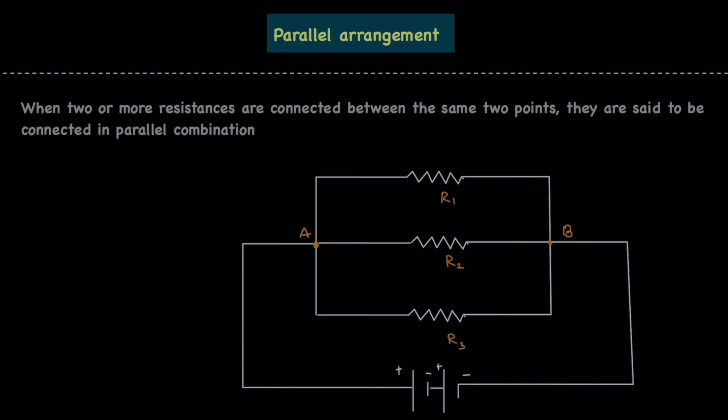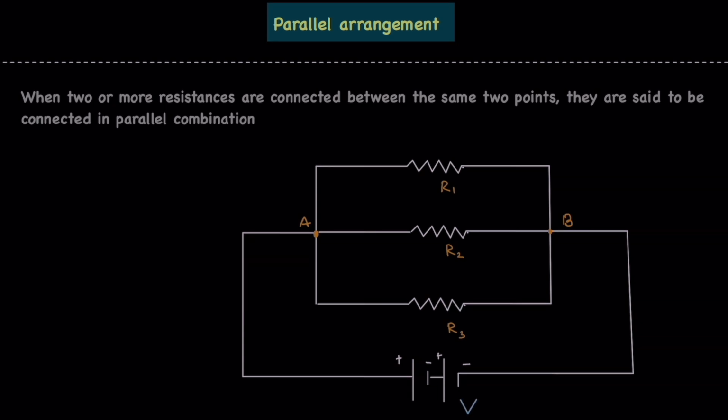So in parallel arrangement, if the voltage is V and the current moving is I, when the current reaches point A, this current has to flow in three paths. One is with respect to R1, we can name it as I1, R2, I2, and with respect to R3, I3. So each of the resistors is getting a different current. But in parallel arrangement, voltage remains the same.